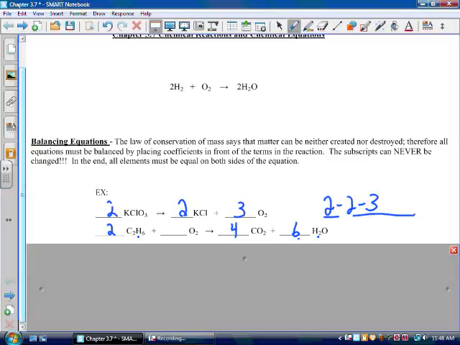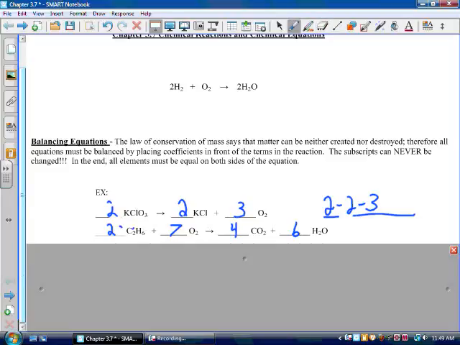On the right side, I have 4 times 2, which is 8. 6 times 1, which is 6. 8 plus 6 is 14 oxygens. On the left side, to get 14 oxygens, I need to simply multiply by a 7. So again, I told you when you're done, you can always double check. So I always encourage you to do that. I do it this way.